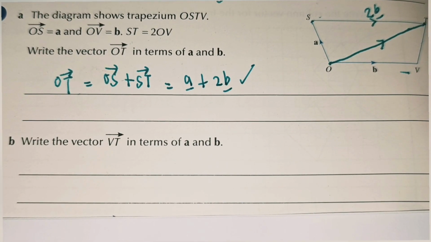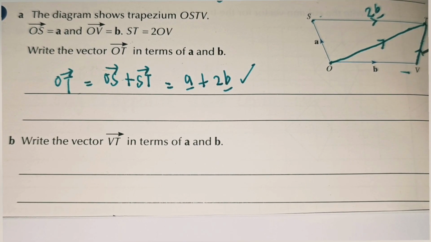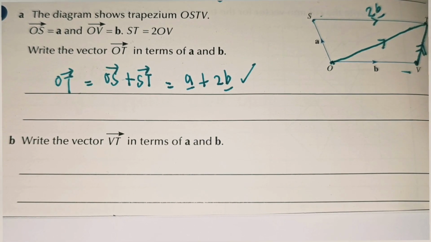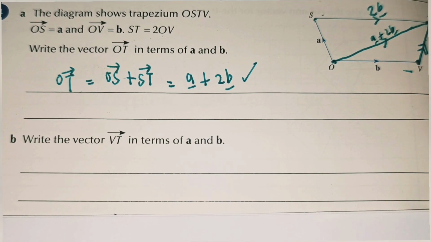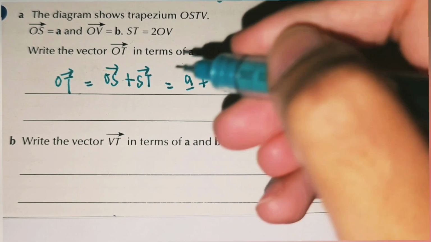Write the vector VT in terms of A and B. Okay, now this is VT, right? Now VT, I can start from V to O and then O to T, because I already have OT now, which was A plus 2B. So VT would be VO plus OT.